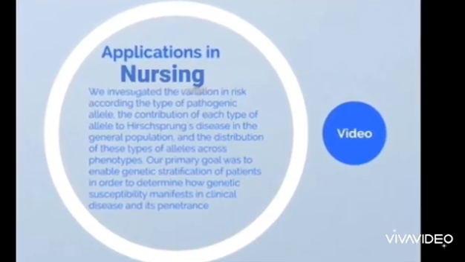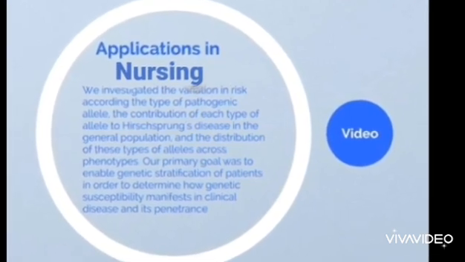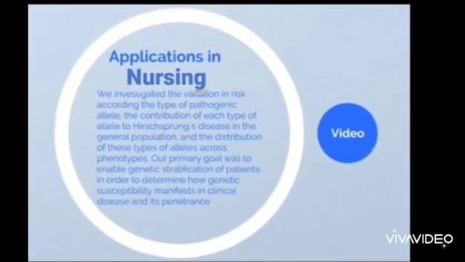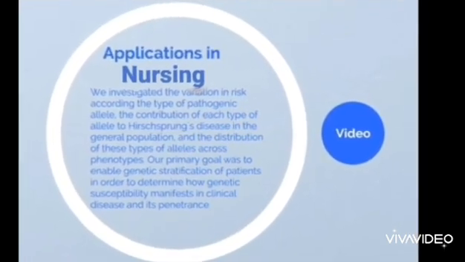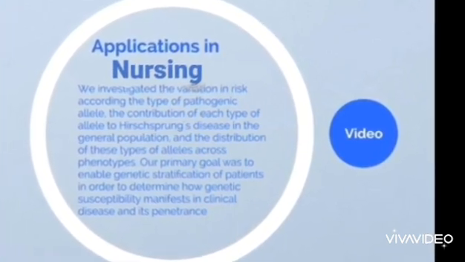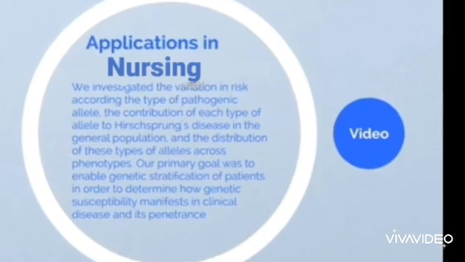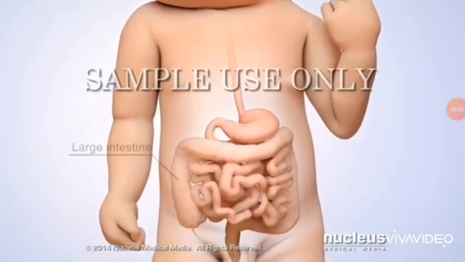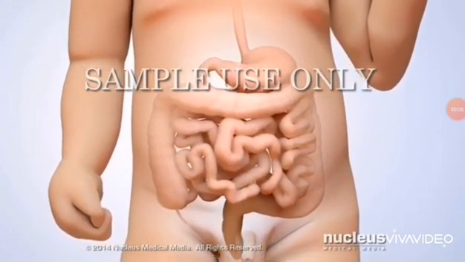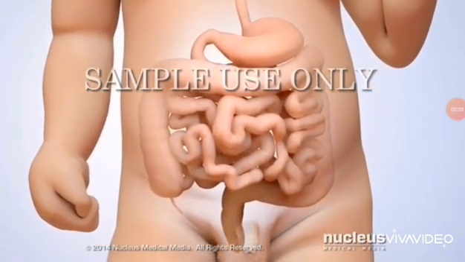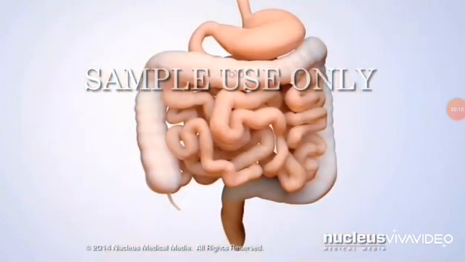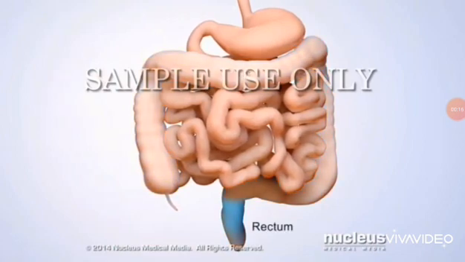Application in nursing, which investigates the variation in the risk according to the types of pathogenic alleles, the contribution of phase type of liver or to Hirschsprung defect in babies in which part of the large intestine is unable to move waste properly. This causes a blockage in the large intestine of a newborn baby. The large intestine includes the colon and rectum.